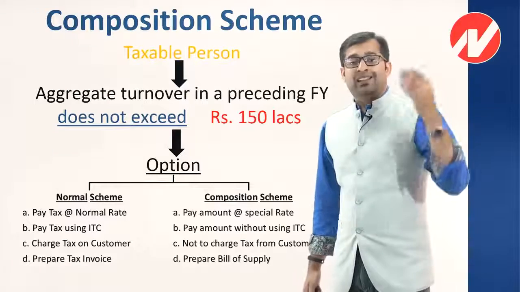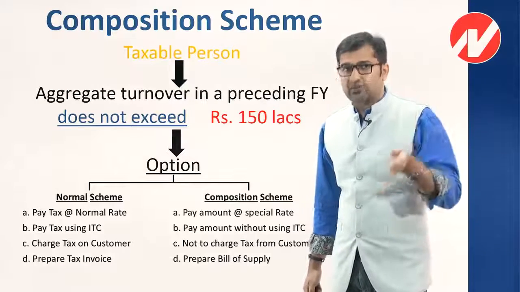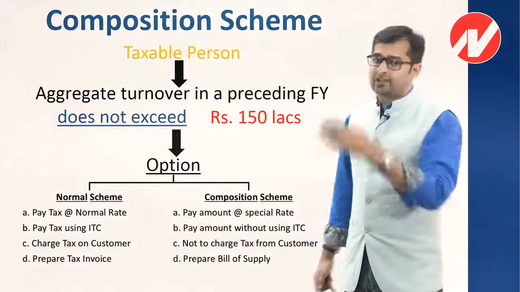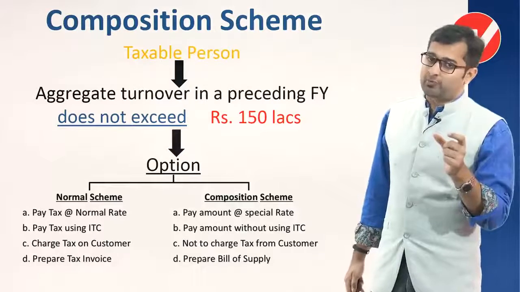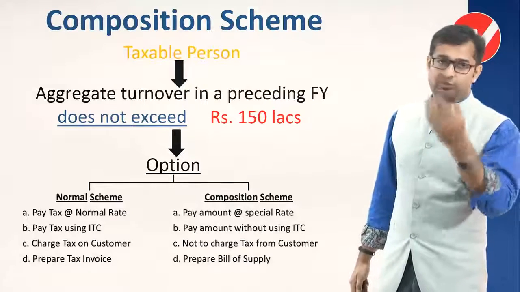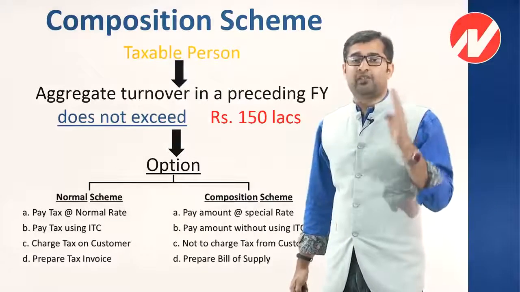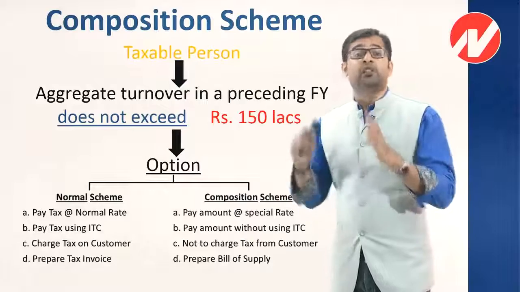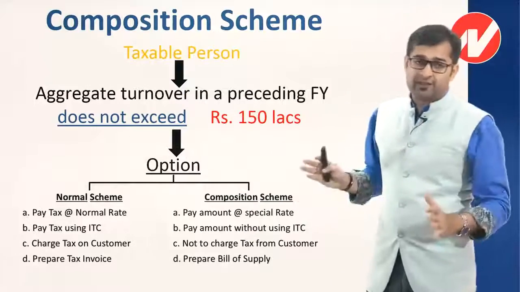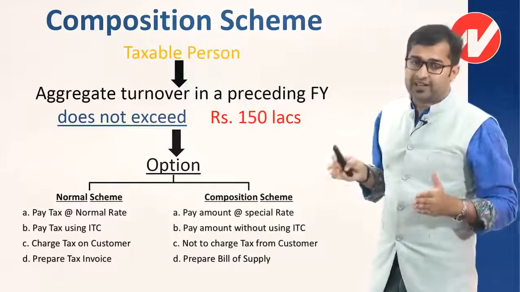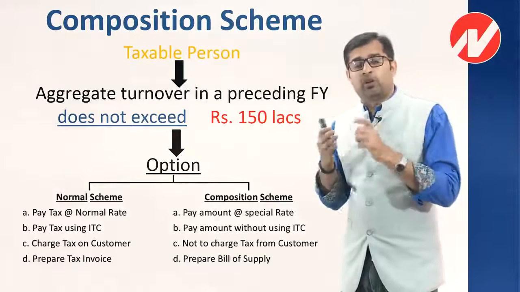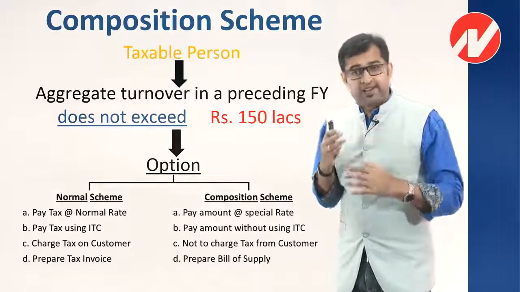And the last one, in normal scheme, since we are charging tax from customer, we make a tax invoice, while in composition scheme, we pay that amount from our pocket, and hence we are not supposed to charge it from customer, and hence we are not supposed to make a tax invoice, rather we are supposed to prepare a document called bill of supply. So I think these are the basic points that we need to always consider when we think of following a scheme called composition scheme.